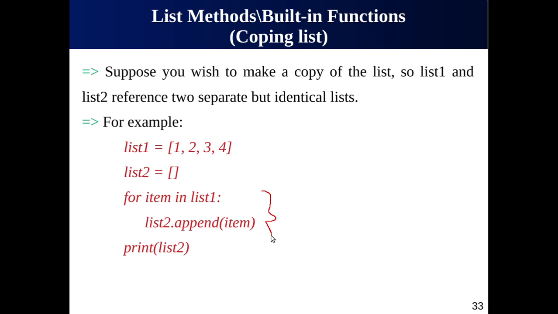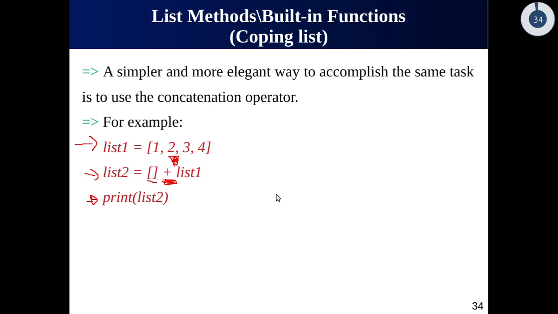So this is another way to accomplish the same thing as we just saw with the for loop. Here we are creating a separate list with identical items, and the same thing is happening here. We create a new, separate list with the help of the concatenation operator.